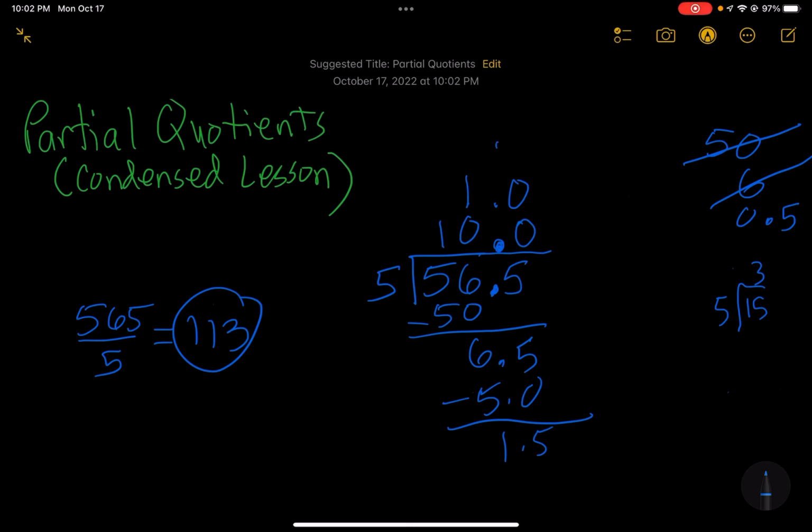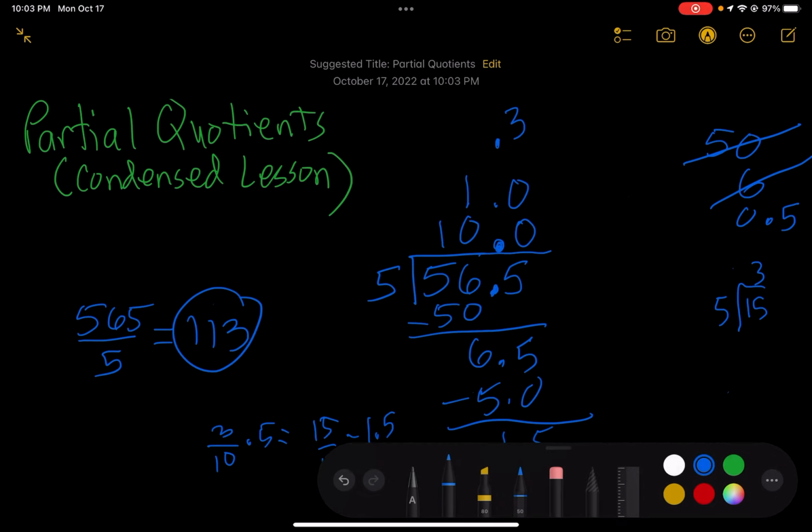So what if I did this? 3/10 times 5. Okay, let's try that. 3/10 times 5 would equal 15 over 10. And if you've seen the other videos where we have patterns dividing and multiplying by 10, you would know that when we divide by 10, it really just moves the decimal 1 place to the left, which would be 1.5, which is what we were looking for. So that little 3/10 up there is accurate.